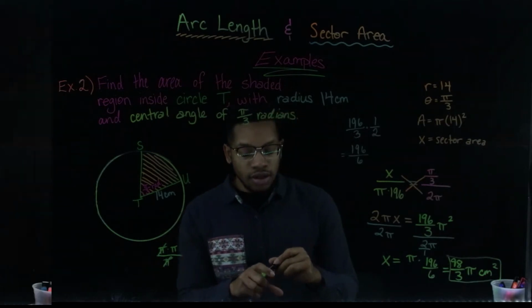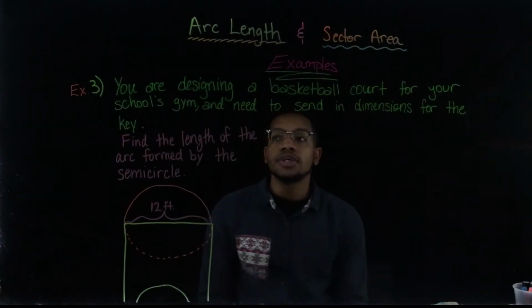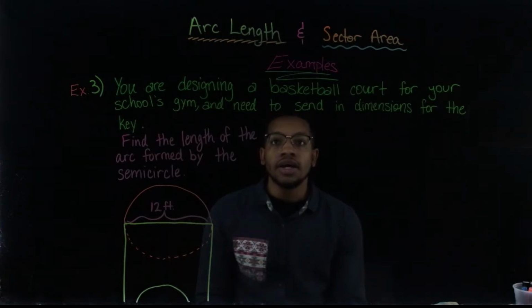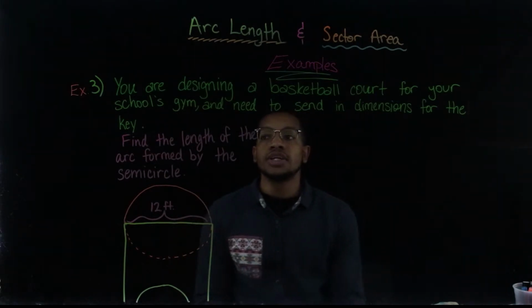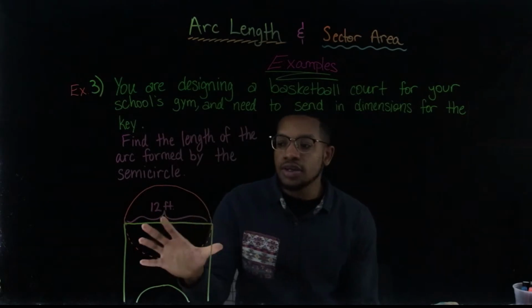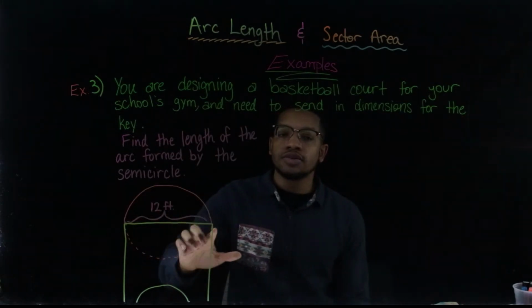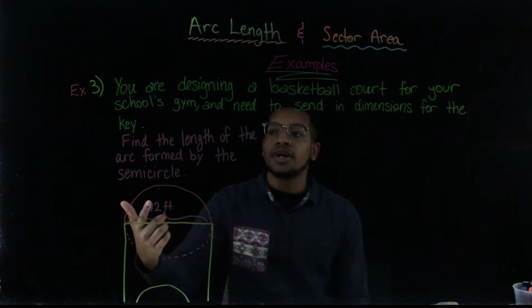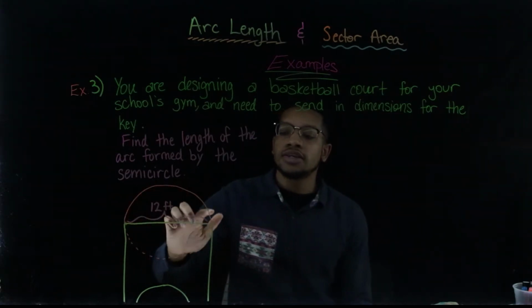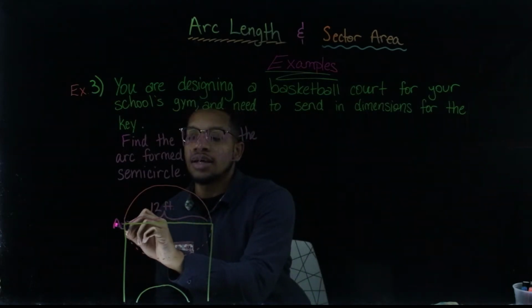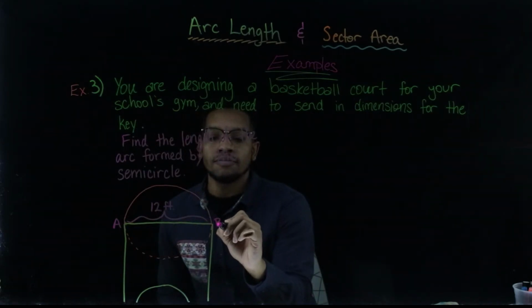All right, so for this third example, it says you are designing a basketball court for your school's gym and need to send in dimensions for the key. So for y'all that don't know, the key is just this part of the basketball court where this part right here is a full circle. So it says find the length of the arc formed by the semicircle. So we're just trying to basically find this length from A to B.